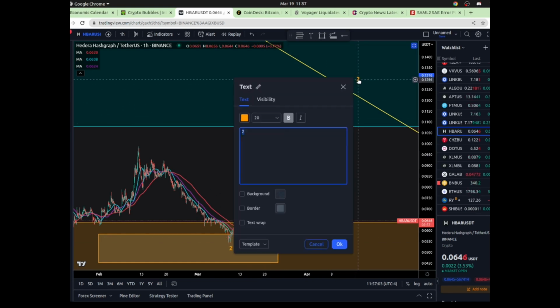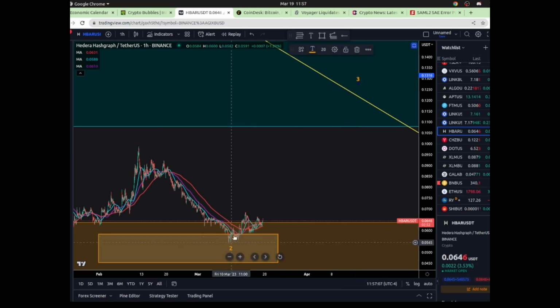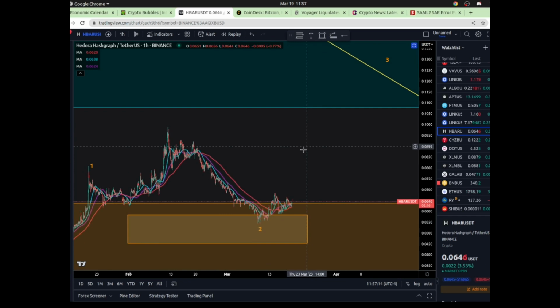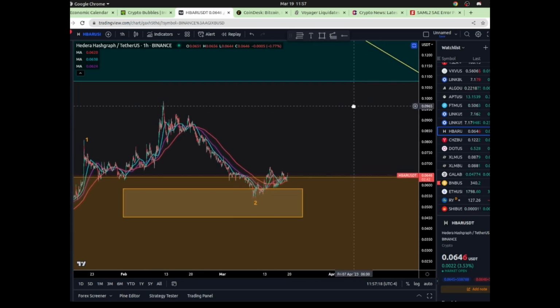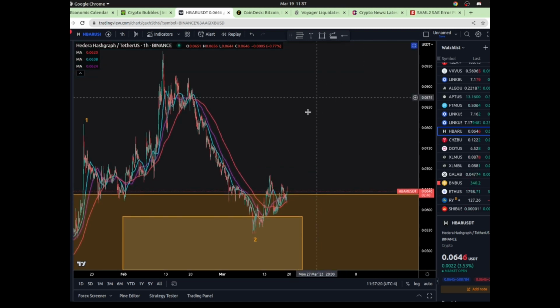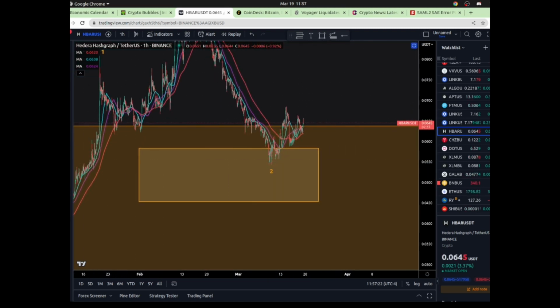So I actually, the day before yesterday, I got some HBAR at this level. Now let's see how the price is going to react soon. And then anyway, this is one of the projects that also has a lot of potential.